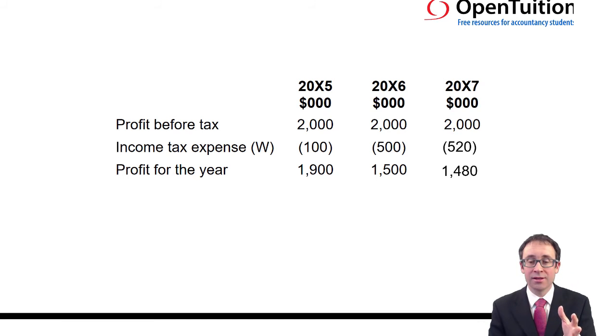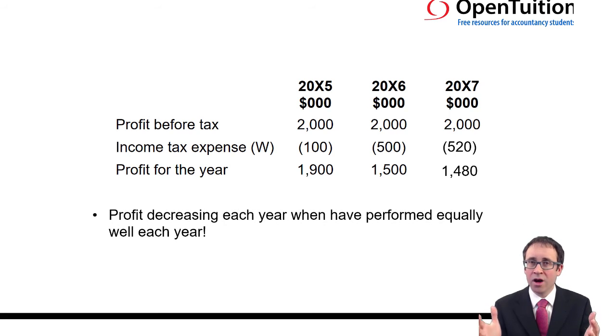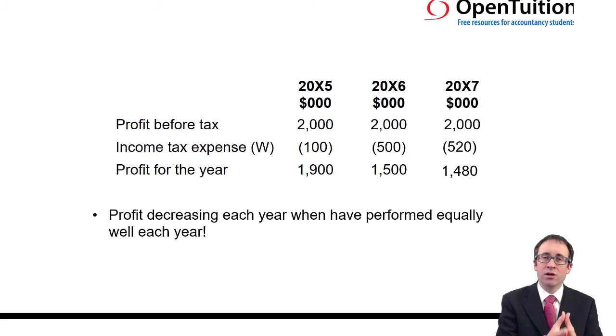It's falling, isn't it? Have a look at your profit before tax, that accounting profit figure. Is that falling? No. It's constant, isn't it? But if we look at our earnings figure, our profit for the year, the headline reported figure, the figure that goes into earnings per share, is falling. Why is it falling? Well, it's falling because our tax expense is increasing. So because of the tax rules being different to the accounting rules, then our profit, our performance is looking worse. And that's not right, is it, when we perform equally well in each of the years?